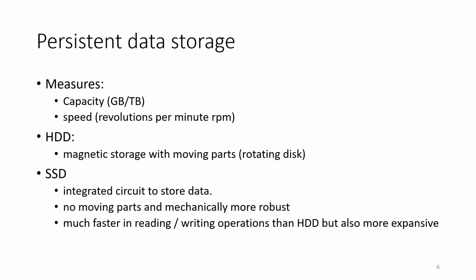Now we have the persistent data storage, so your hard drive, and the values to express it are 2 values that are relevant for you. It's the capacity, so how much data can be stored, that's gigabyte or terabyte. Nowadays usually a couple terabytes, and the speed of the reading and writing, right? So that's measured in revolutions per minute. And the classical one up to a couple of years ago has been the HDD, which is a magnetic storage with moving parts. So you have this rotating disk. It's still available, especially as external storage or in desktop PCs, because nowadays it can be produced rather cheaply.